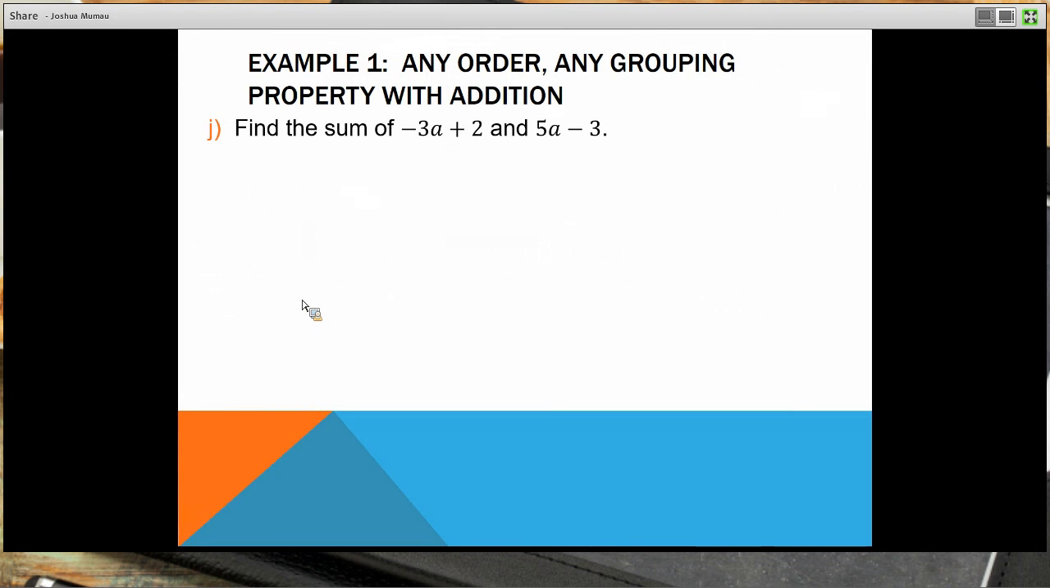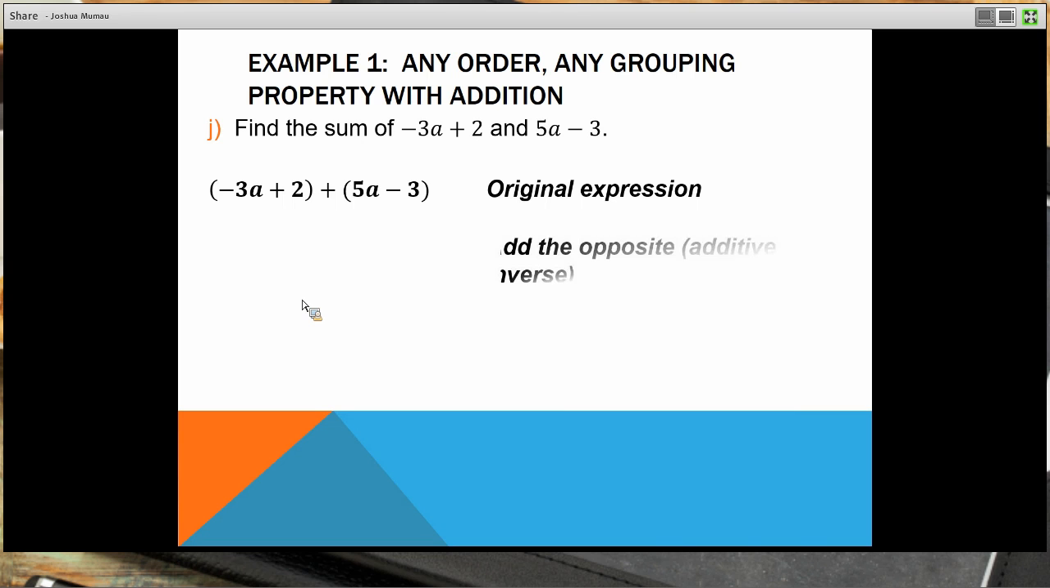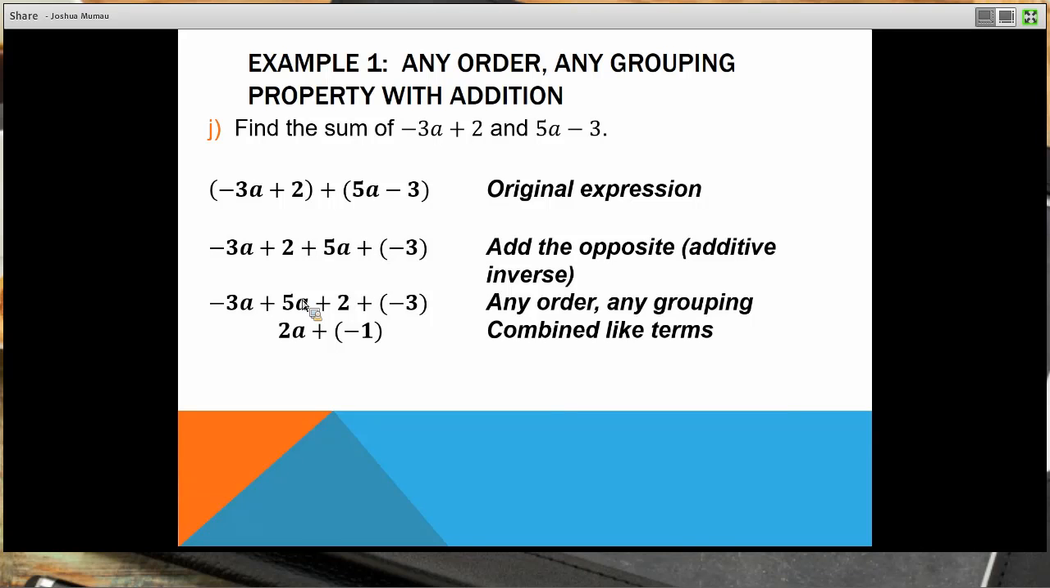Find the sum of negative 3a plus 2 and 5a minus 3. We're going to do a very similar process. Write the original expression. We're adding these together. We can rewrite this as adding the opposite, so additive inverse. So negative 3a plus 2 plus 5a plus a negative 3.